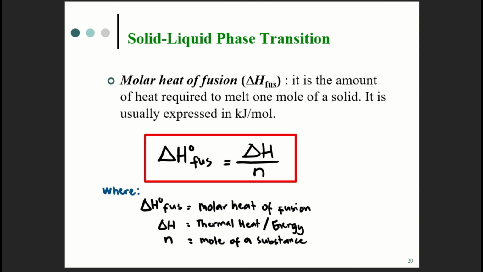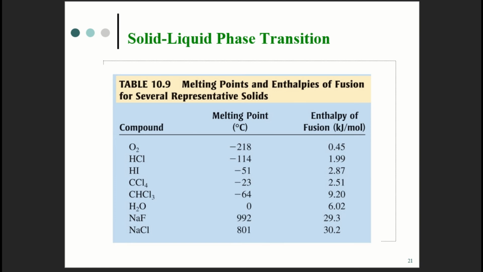Of course, molar heat of fusion has its own formula. It's actually the same as with heat of vaporization. Again, heat of fusion is the amount of heat required to melt 1 mole of a solid. So, molar heat of fusion is equal to the thermal heat or energy over the moles of a substance.